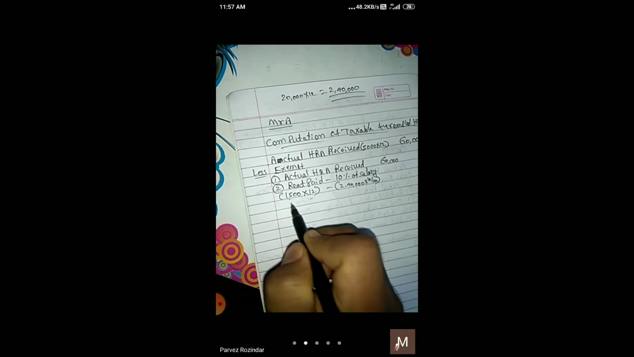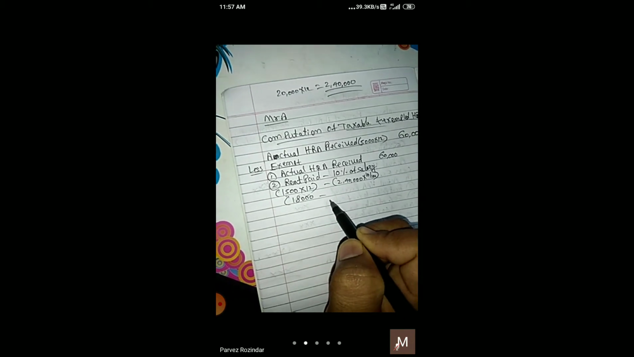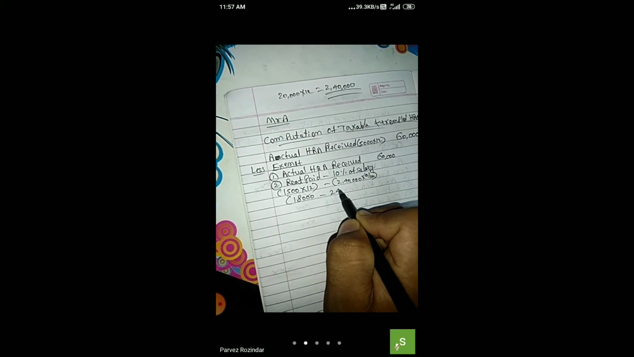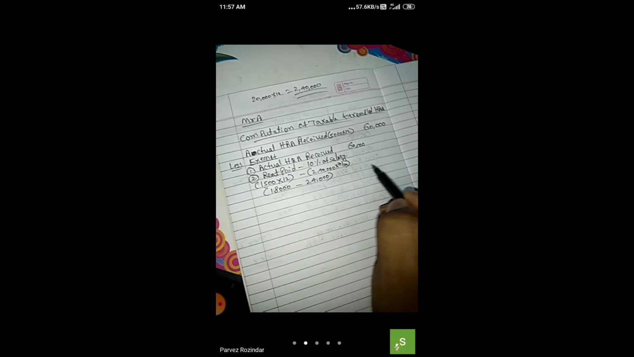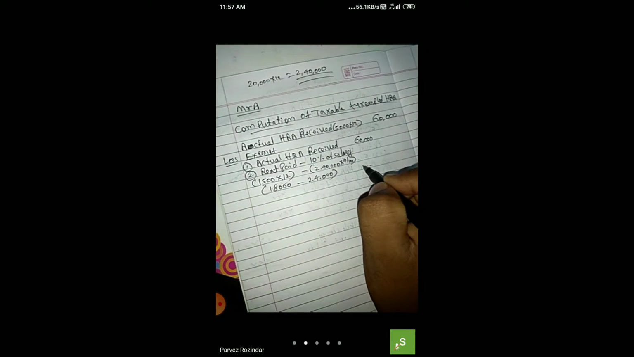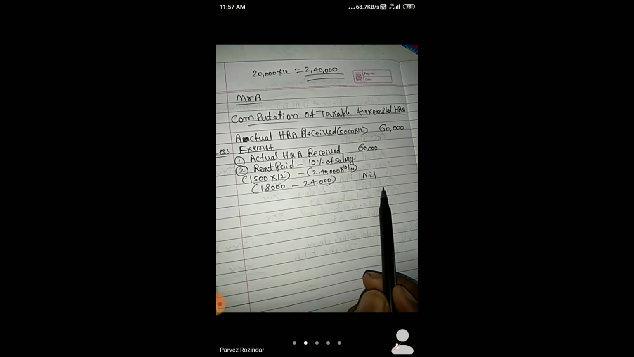So we will get 18,000 minus 24,000. 18,000 minus 24,000 is minus 6,000. If it is in plus, we will write the amount. If it is in minus, we will write here as nil. Nothing is remaining. Rent paid is less, while 10% of salary is more. So we will write directly as nil.